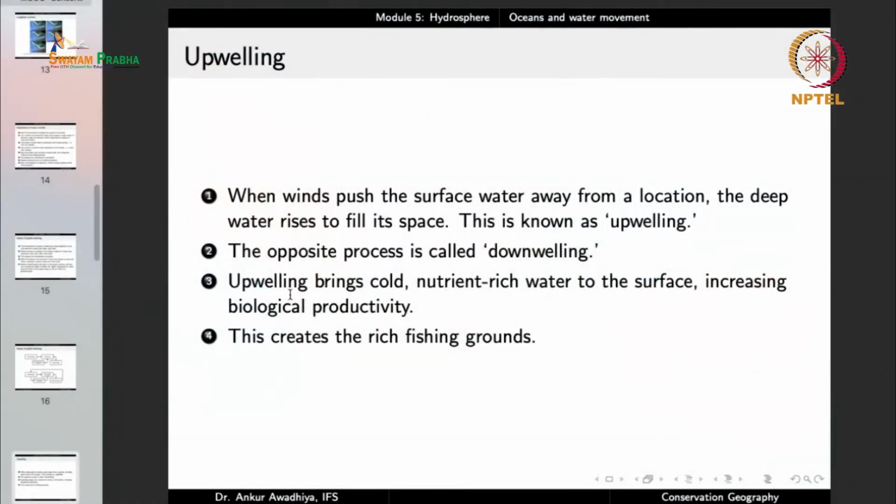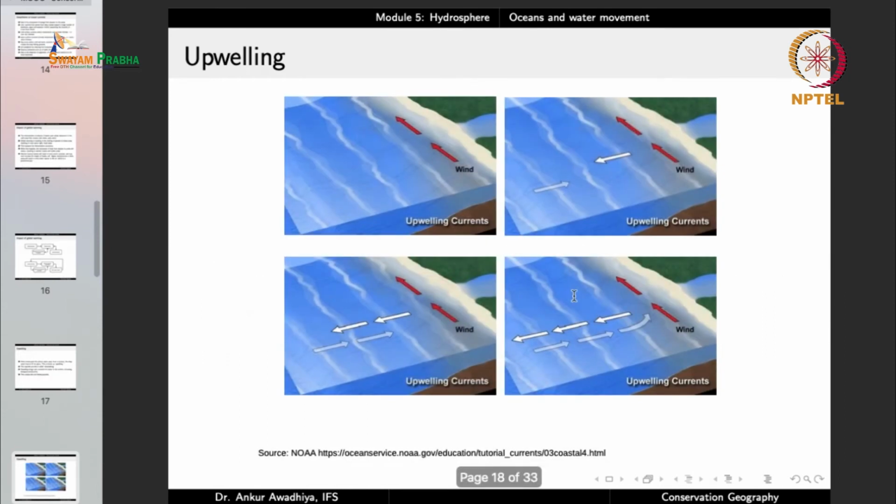So where will those waters go? They will move to the sides or they will go down. And those locations will be known as downwelling locations. Now upwelling brings cold, nutrient-rich water to the surface, which increases biological productivity, creating rich fishing grounds. So this is what happens in the case of upwelling.